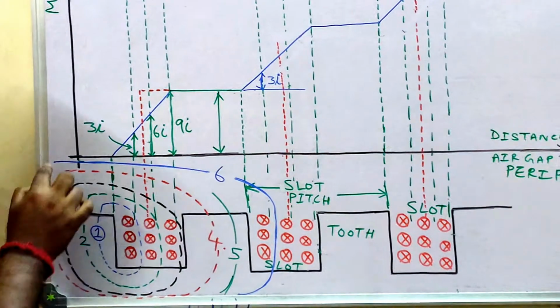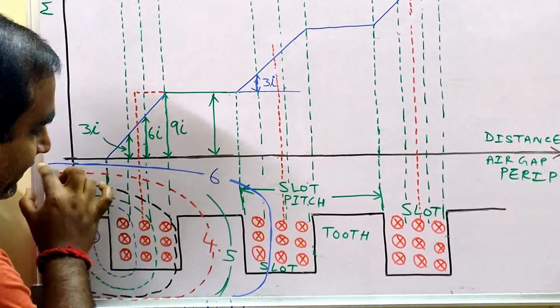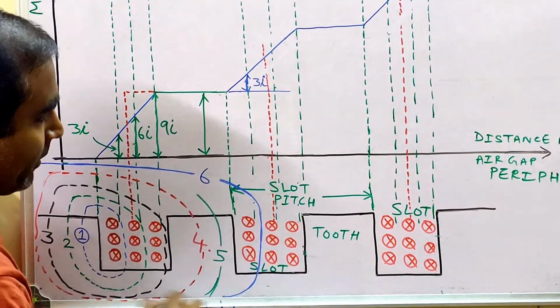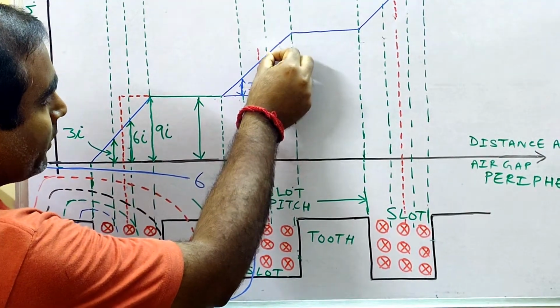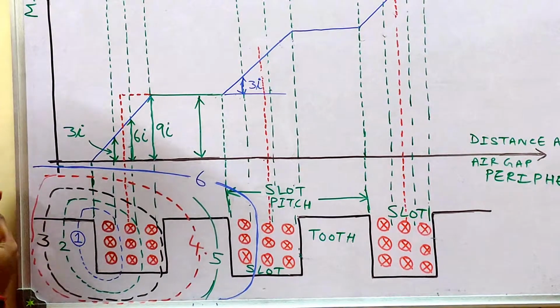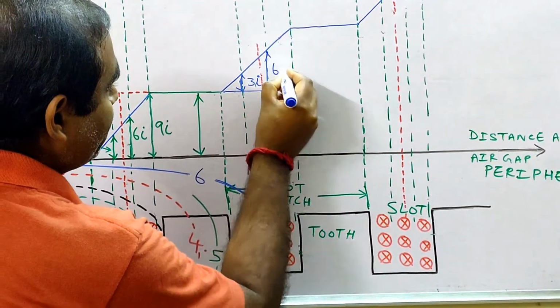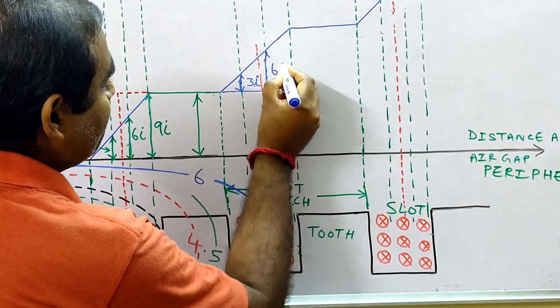Similarly, if you choose a path number 7, such that it encloses these 9 conductors and these 6 conductors, it will become 15i. So MMF will increase to 15i. This is 9 and this is 6. So 9 plus 6, 15. Isn't it? The same thing here.